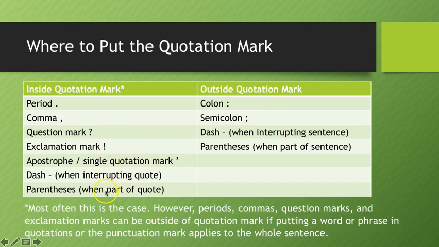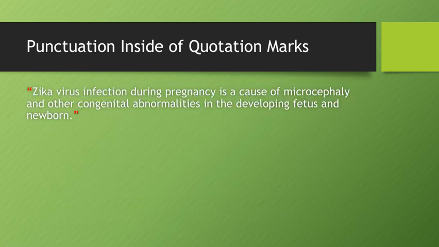And the first column here with the period, comma, question mark, and exclamation mark, that is most often the case, like 99% of the time that is the case. However, you can have those punctuation marks be outside of the quotation mark if you're using just a word or a phrase, instead of quoting a whole sentence or quoting a majority of a sentence. So I'll give you some examples here. Punctuation inside of the quotation marks. You've got your quotation marks around the sentence. The period comes on the inside to indicate this is the end of the sentence, the end of the quote, end quotation mark.